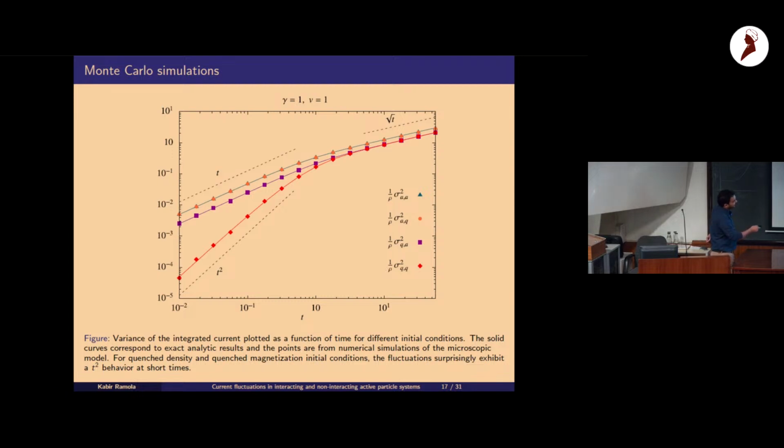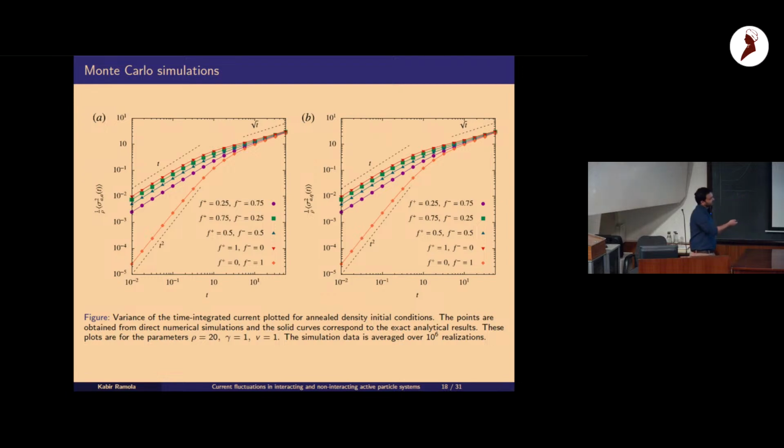If you anneal both the positions and the magnetizations, you get a linear behavior in time and a square root t behavior at large times. But if you quench both the positions and the magnetizations, you actually suppress the fluctuations enormously, because now you have much lower fluctuations because both variables are quenched, and you actually get a different power law behavior whether you quench the magnetization or you anneal the magnetization. So that's something quite non-trivial, which we were able to show analytically in this model.